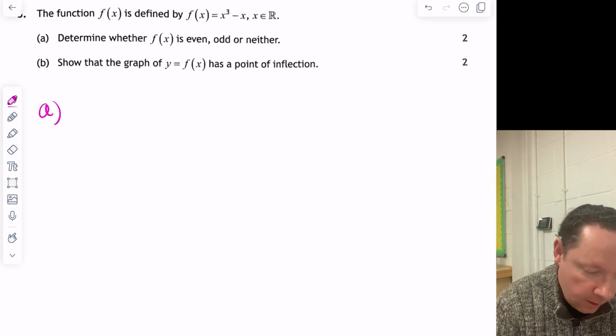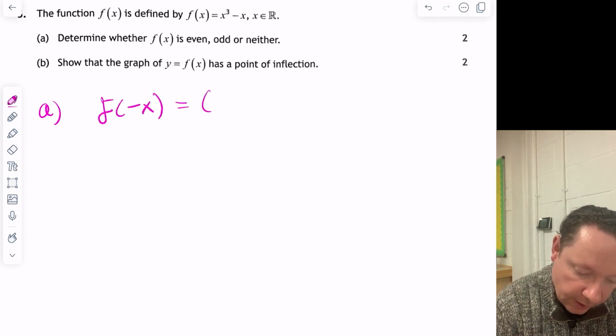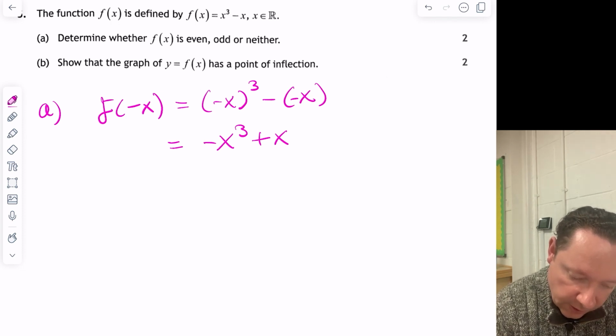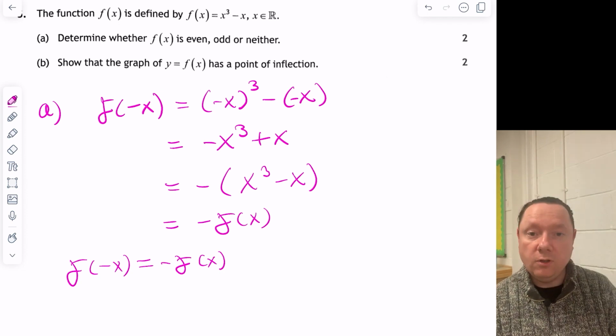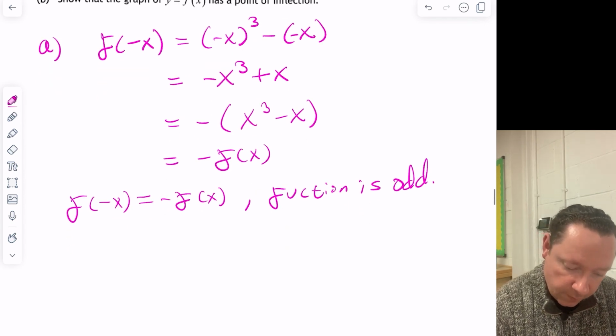So part A. If we want to show that it's odd, even, or neither, we're going to have to examine f of minus x. So subbing that in, that's minus x cubed minus minus x. So the minus x cubed is minus x cubed plus x. So minus x cubed plus x, well, what happens if I put a minus out the front? I get minus x cubed minus x. So that's equal to minus f of x. So as f of minus x equals minus f of x, we can see the function is odd. And we're done there.